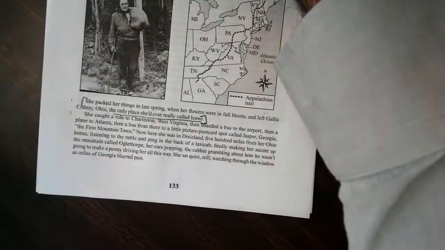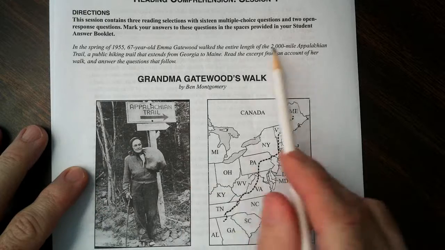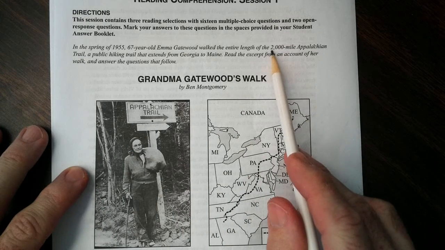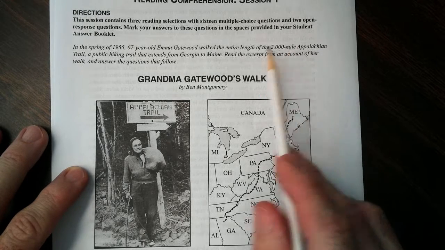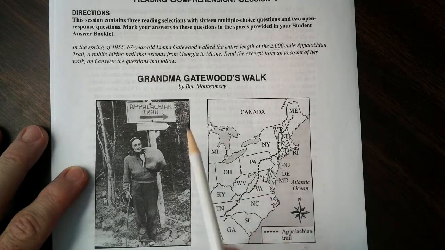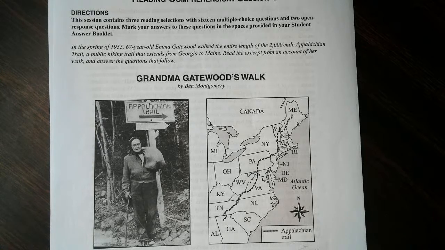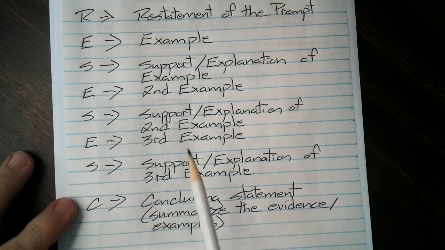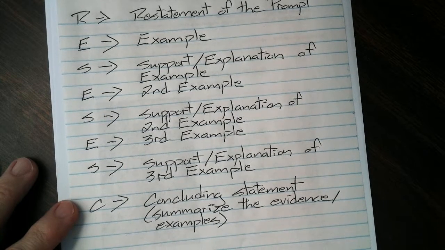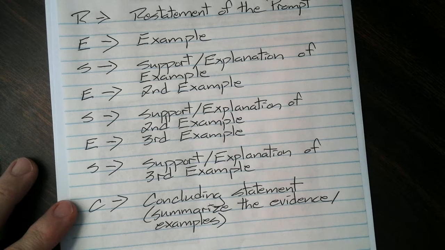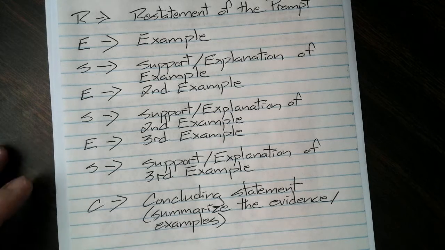So if you look at the opening of the Grandma Gatewood's Walk, it is prefaced with this italicized portion in which it's revealed that the walk that she took was 2,000 miles and that she was 67 years old. So I use that information in my support for the example. So again, when you continue doing your writing, you're going to continue by adding other examples and supports to your prompt. And you can continue adding transitional words like second and third or next and also or in addition, etc.